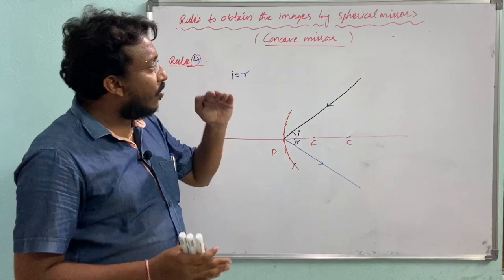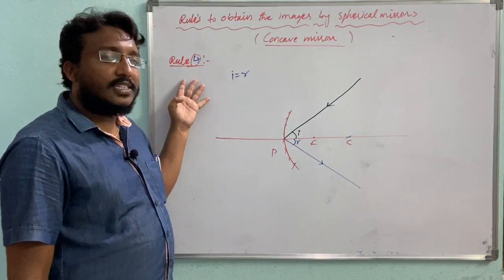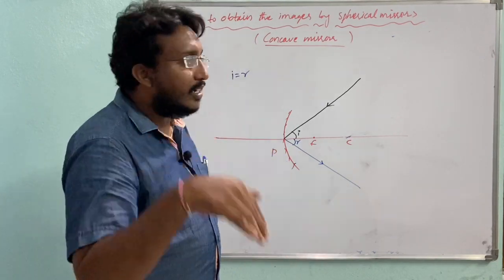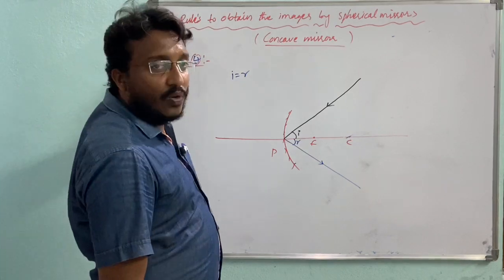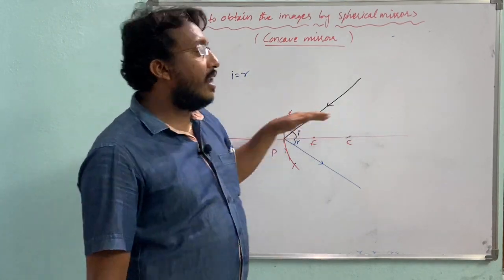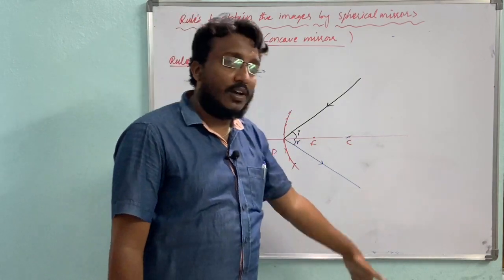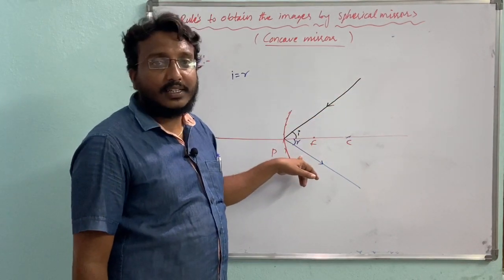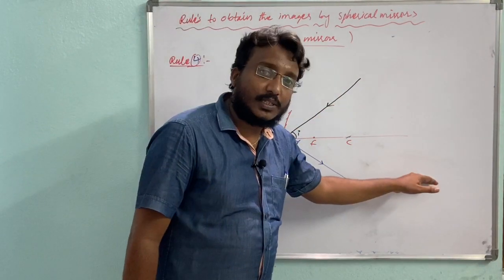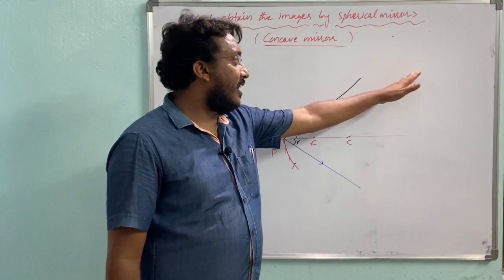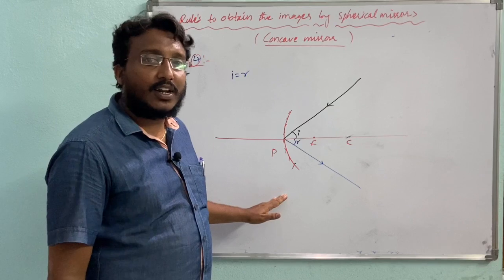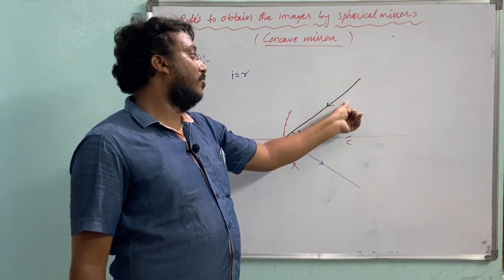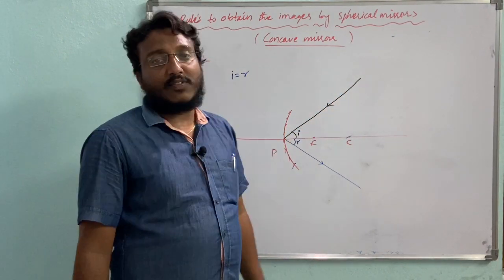While drawing the ray diagrams, out of these 4 rays we will use any 2. So try to learn them by heart today. Once again I will repeat. Rule 1: if an incident ray is passed parallel to the principal axis, after reflection it passes through the focus. Rule 2: if an incident ray is passed through the focus, then after reflection it passes parallel to the principal axis. Rule 3: if an incident ray passes through the center of curvature, after reflection it retraces the same path. And rule 4: if an incident ray falls on the pole, it follows the laws of reflection.